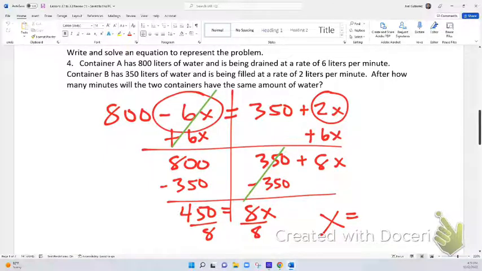So if you do 450 divided by 8 on your calculators, you get 56.25. And because we're talking about minutes, please make sure that you put minutes. So this is how long it will take for the 2 containers to have the same amount of water, 56.25 minutes.